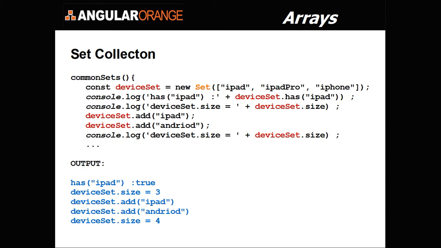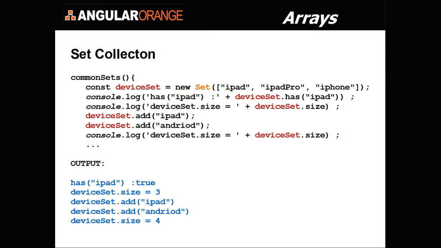Okay, now let's take a look at the set collection. The set collection is a set. So here we instantiate a new set. We have a device set. There's iPad, iPad Pro, iPhone in it. We can do, does the device set have an iPad? And it could say has iPad equals true in the output. You could look at the device size.